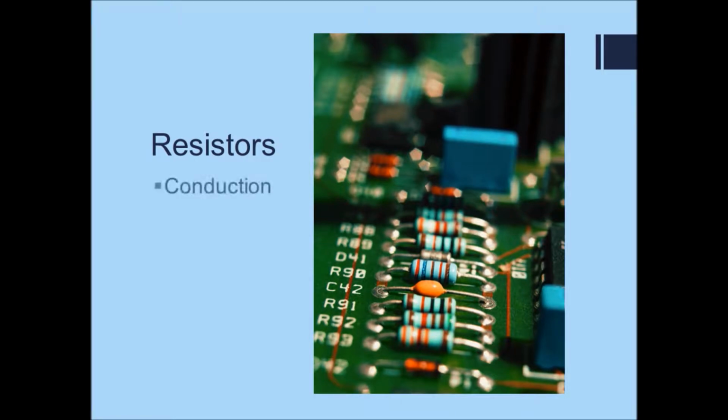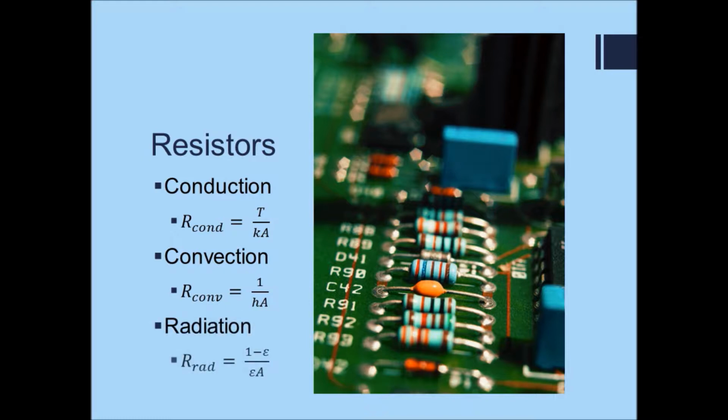For conduction, convection, and radiation, the thermal resistances are as follows. For conduction, R equals the thickness of the resistor over the thermal conductivity times the cross-sectional area of the resistor. For convection, R is equal to 1 over h times the cross-sectional area of the resistor. For radiation, we have 1 minus the emissivity of the material over the emissivity of the material times A.